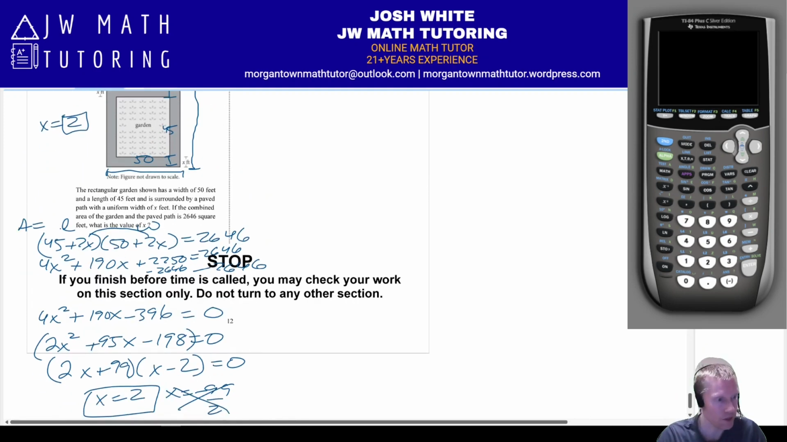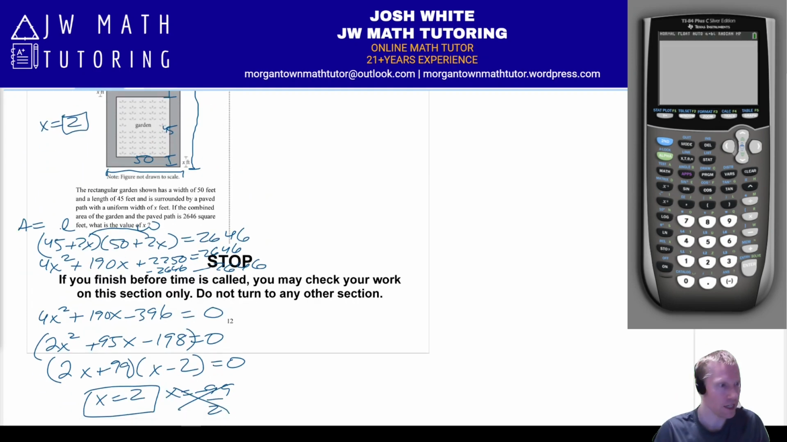If you're having trouble with this, like getting the factoring to work, you could just go to the graphing calculator and graph out the function. So I'll just start with the original. Let's say that you did not recognize that you could factor a 2 out. So we get 4x squared plus 190x minus 396, where it's equal to 0.